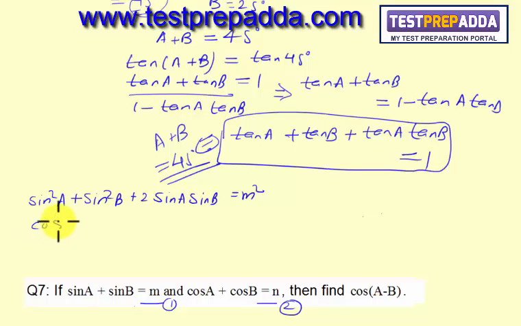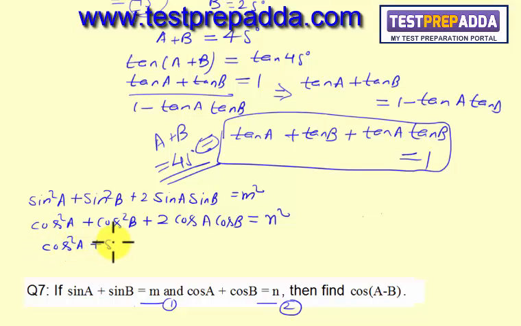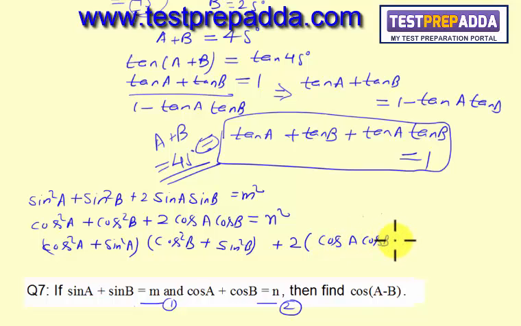Now, this side it will become cos square A plus cos square B plus 2 cos A cos B, which will become N square. Now if I add those, it will become cos square A plus sin square A, and here cos square B plus sin square B, plus, if I take 2 common, cos A cos B plus sin A sin B is equal to M square plus N square.